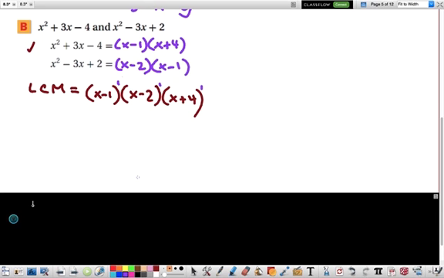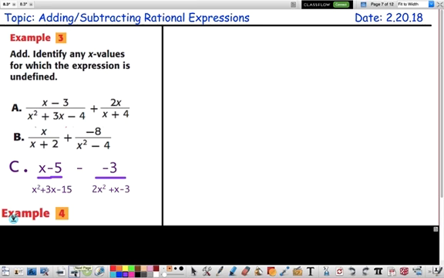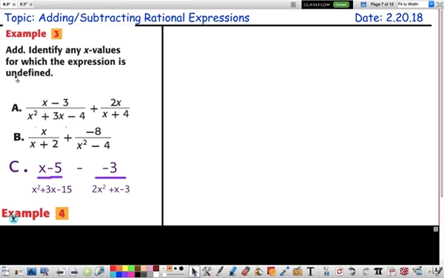Good to go on? Okay, hopefully that was helpful. We just did this, so we're not going to do that again. And now we're going to learn how to add and subtract.